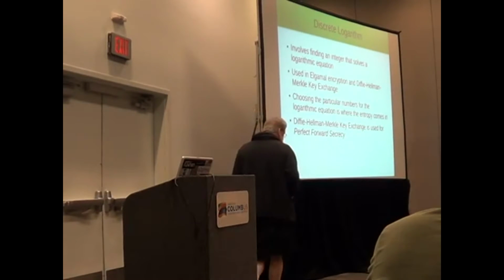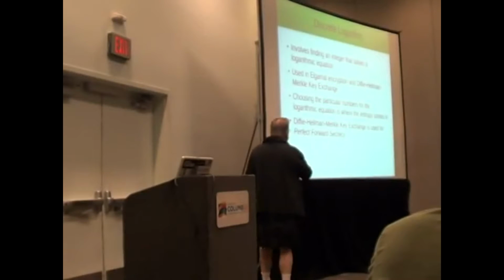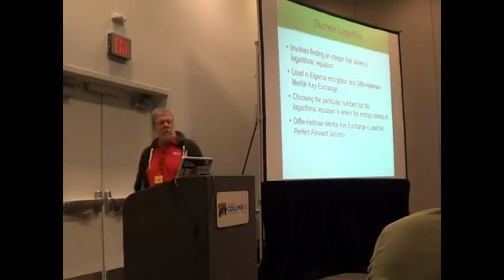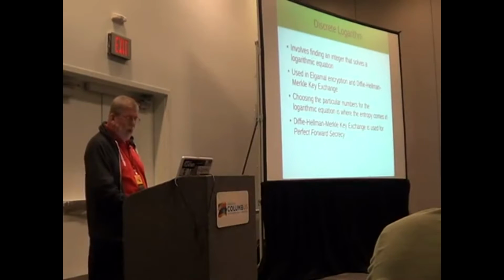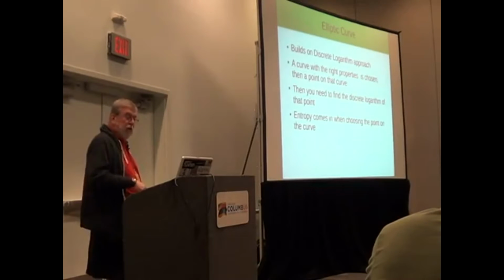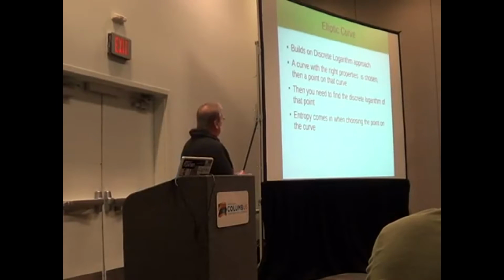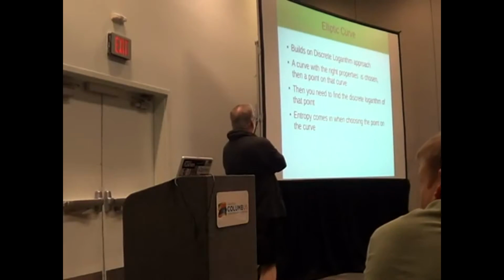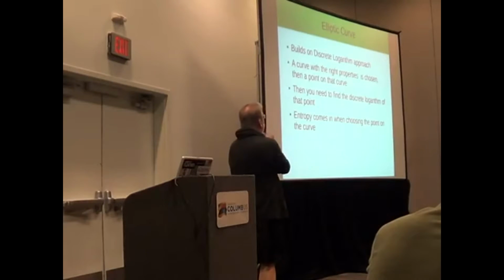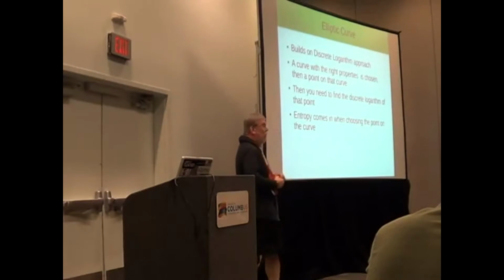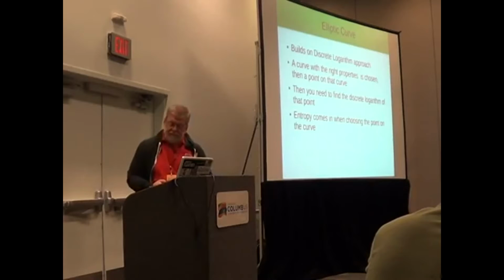And if you ever see a reference to perfect forward secrecy, and I don't really have time to get into it, but it's a fascinating topic, Diffie-Hellman-Merkle is key to perfect forward secrecy. If you're paranoid, you want to take a look at perfect forward secrecy. All right. Now, elliptic curve is a new one, and it's an evolution of the discrete logarithm. You choose a curve with certain properties and then a point on that curve and then find the discrete logarithm at that point. And then the entropy comes in choosing where that point is going to be on the curve.